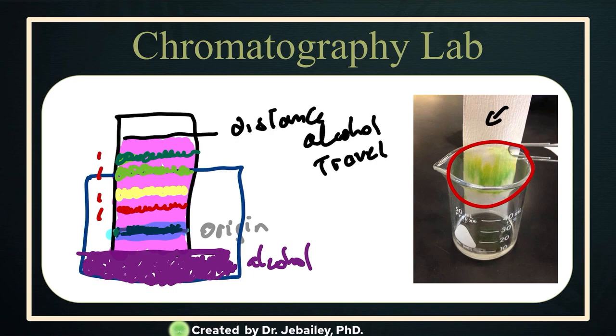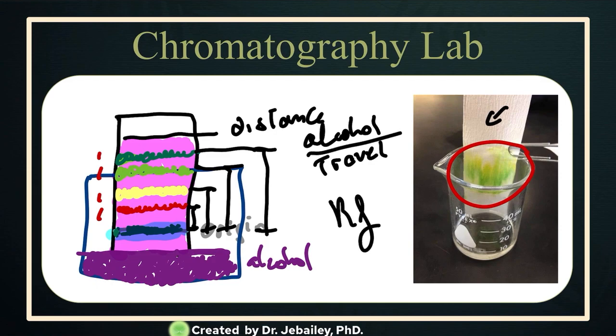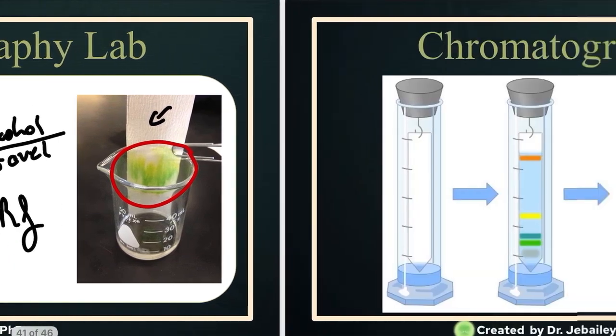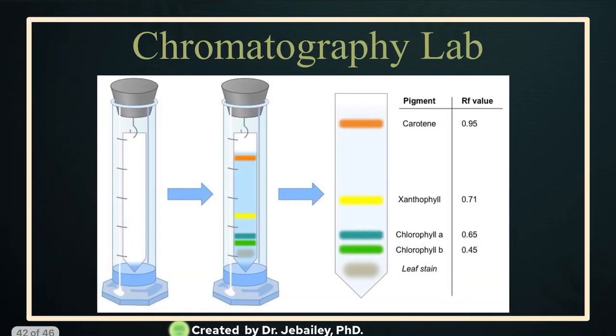Now, each one has a certain distance, right? The distance from the origin to this, and the distance from the origin, and the distance from the origin, and the distance from the origin. So they all have their distance from the origin and the distance of the alcohol traveled. From that, you can find the RF, which means the value of the pigments. So with that, you can see the pictures here.